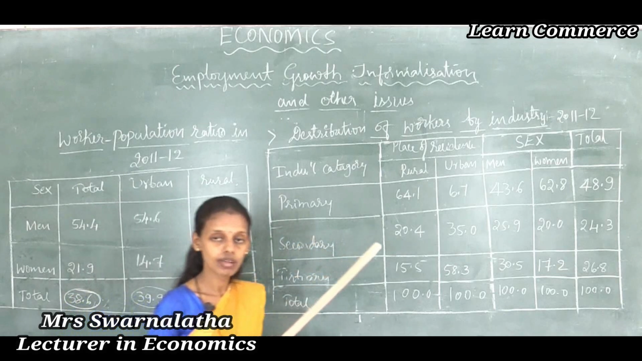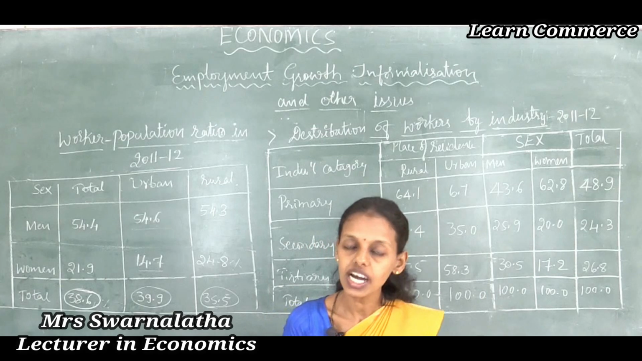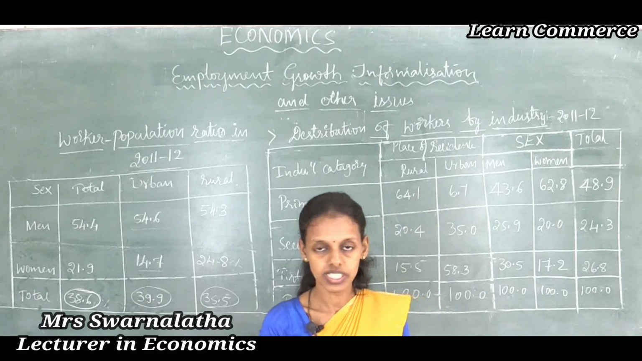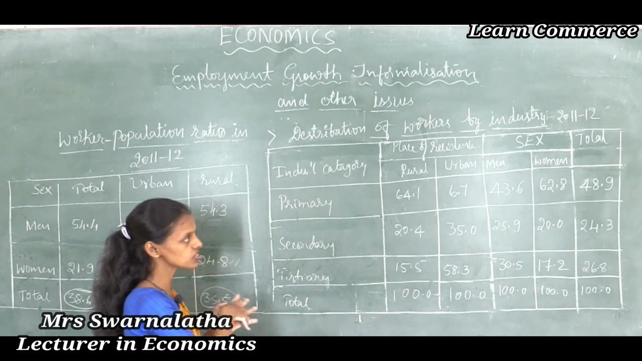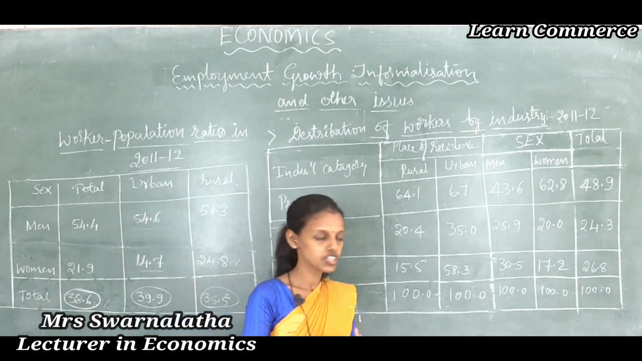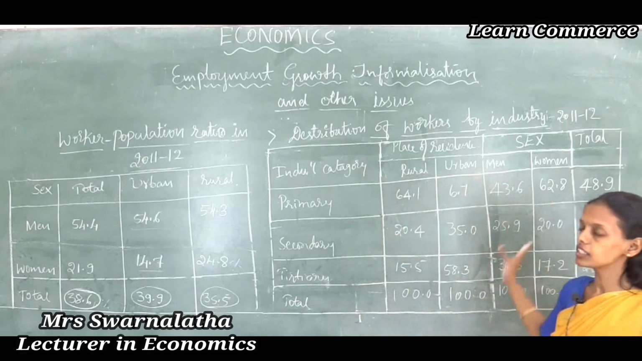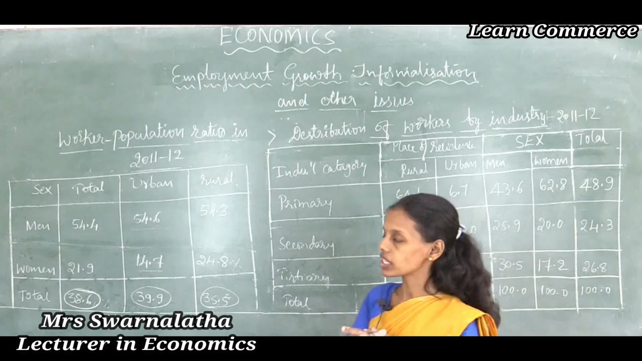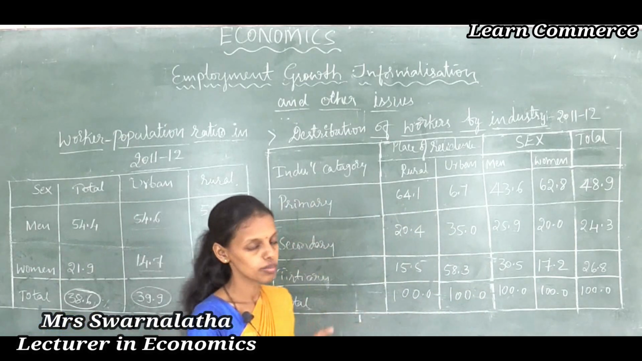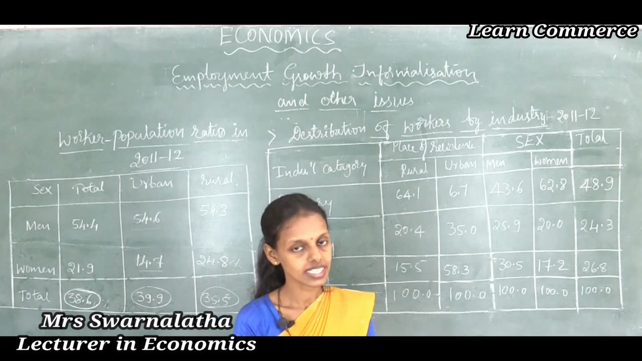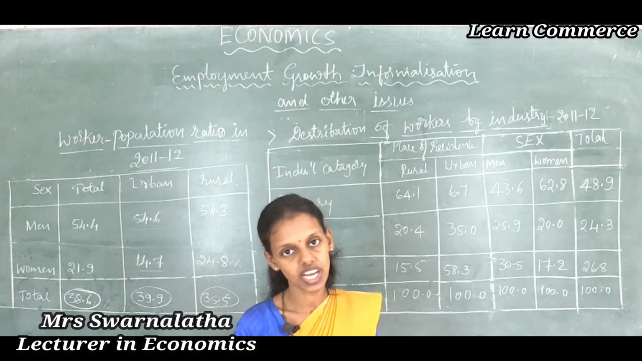Our agriculture is the backbone of our economy, we say, no. It is because most of the people are engaged in agriculture and agricultural allied activities in India, because our economy is a village economy. In villages most of the people depend on agriculture rather than the industry and service sectors. By seeing this table, you came to know the clear picture of the Indian economy and the worker population ratio and distribution of workers by industry and economy, category wise: primary sector, secondary sector, tertiary sector.